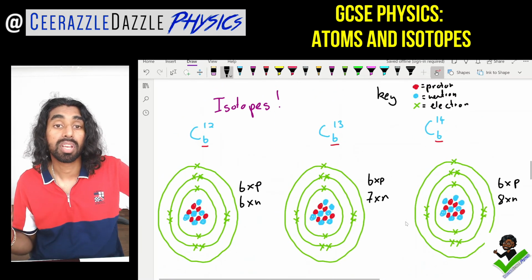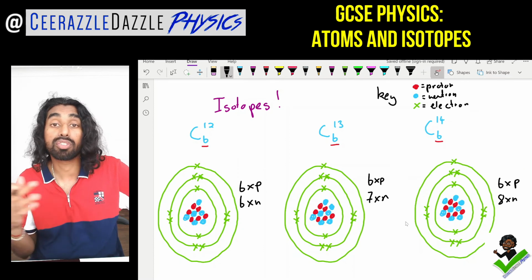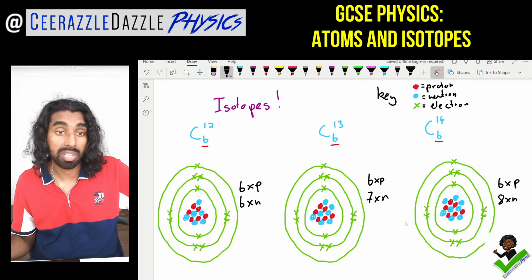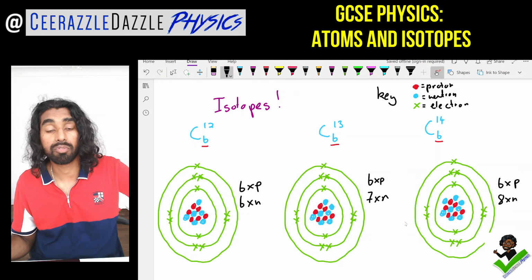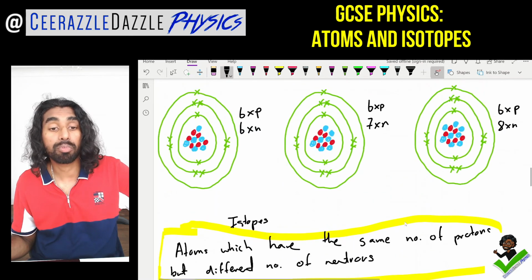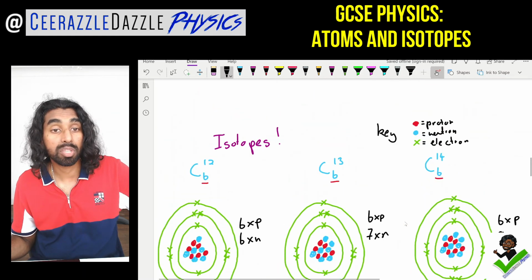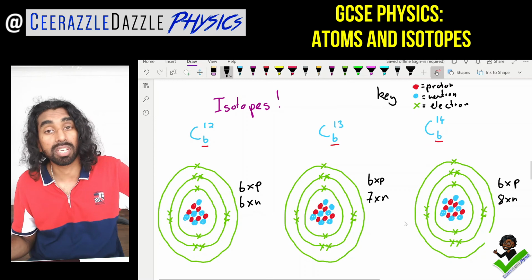So isotopes are going to be different versions of the same element. As we can see, carbon 12, carbon 13, carbon 14, which have the same number of protons but a different number of neutrons. That's the reason why it goes from 12 to 13 to 14.